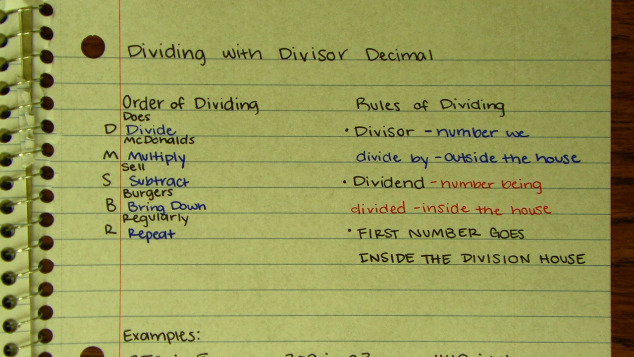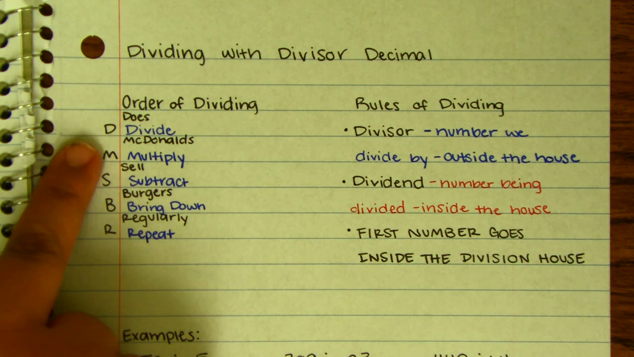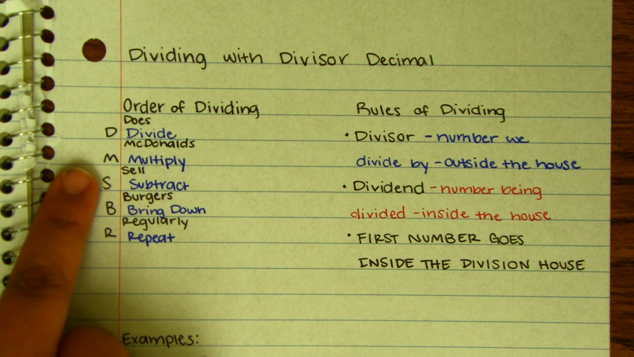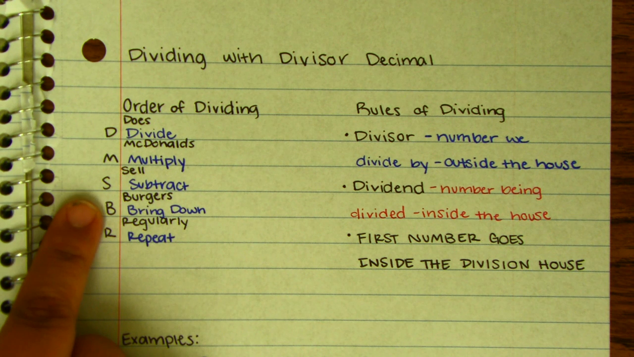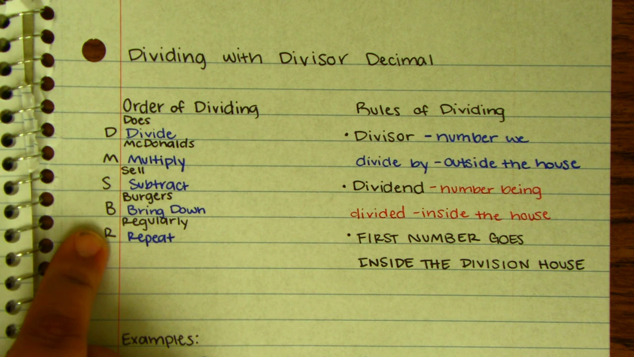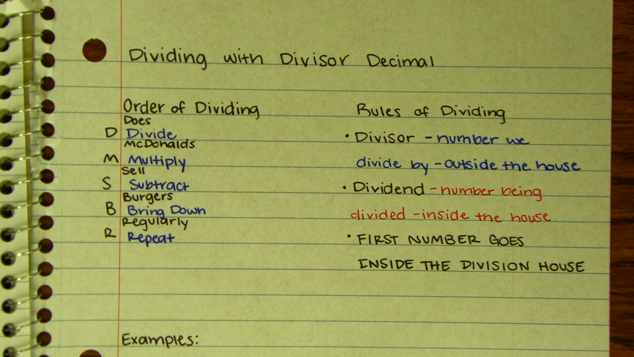So the order of dividing is D, M, S, B, R. We can remember it as does McDonald's sell burgers regularly? So, with that in mind, D stands for divide, M, multiply, S, subtract, B, bring down, and R, repeat. So we are going to do those steps when we are dividing today.